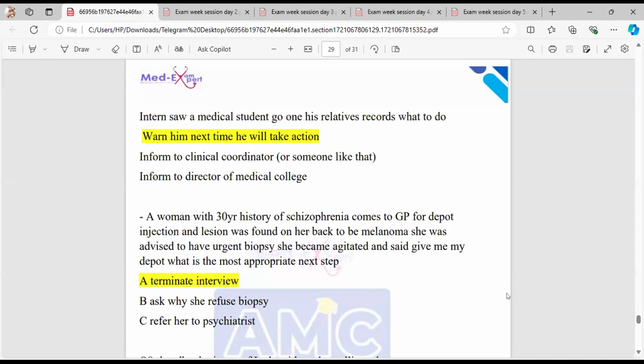We will not inform AHPRA. This is not a mandatory reporting matter, so we will not inform AHPRA.